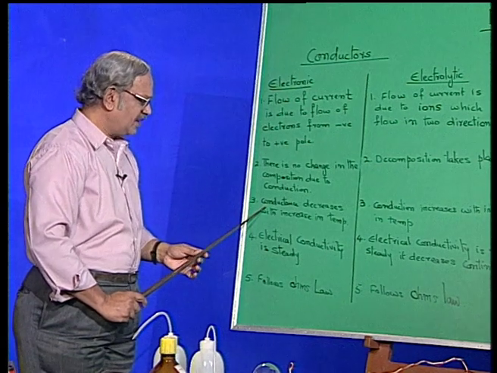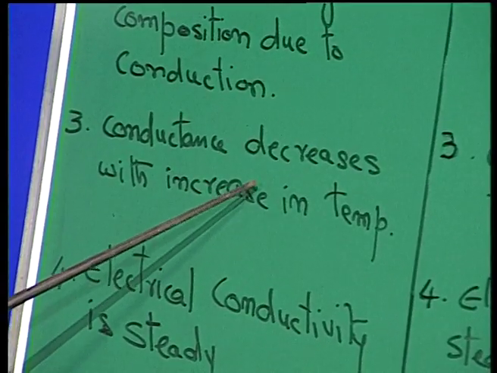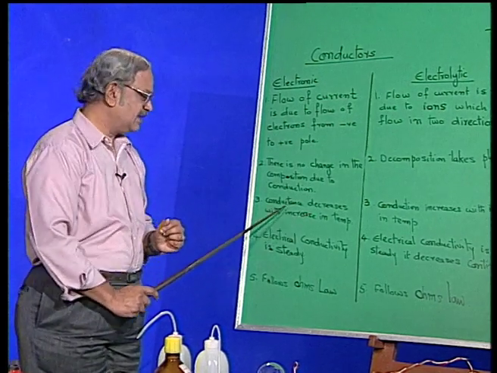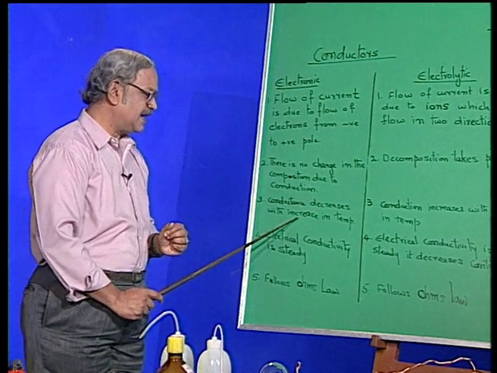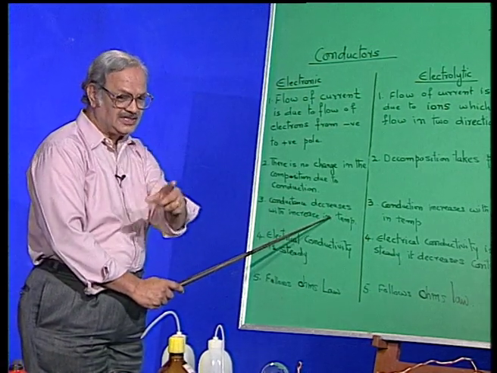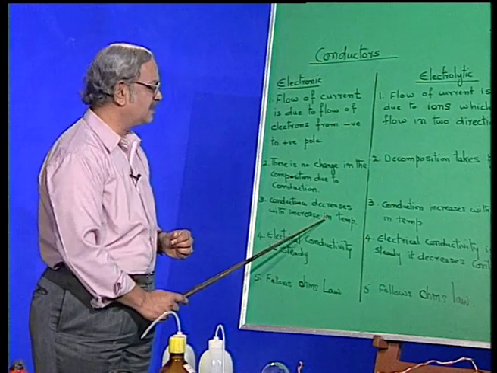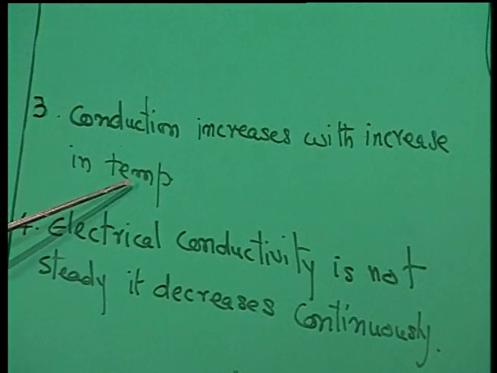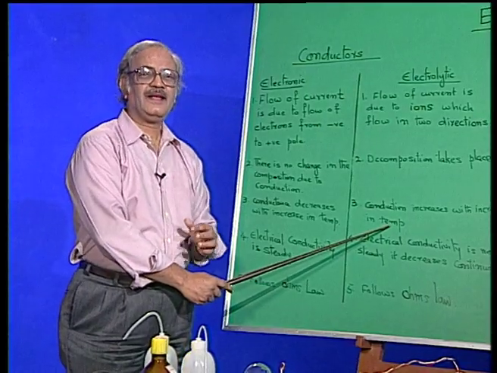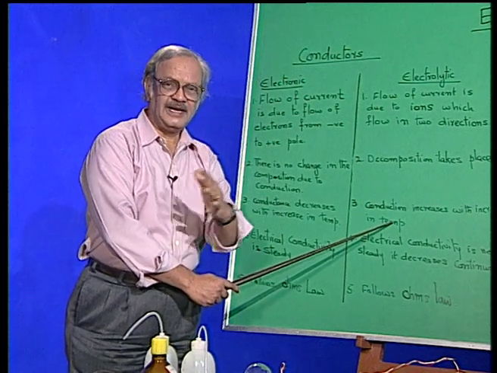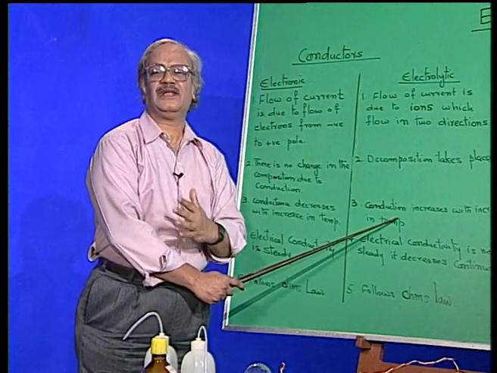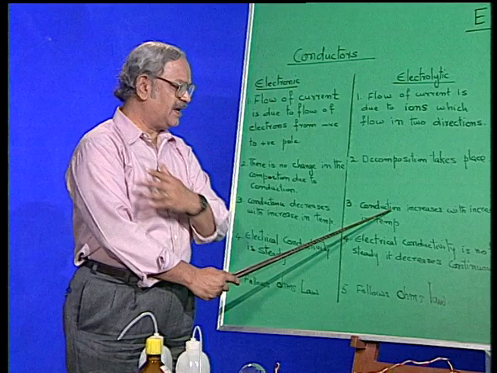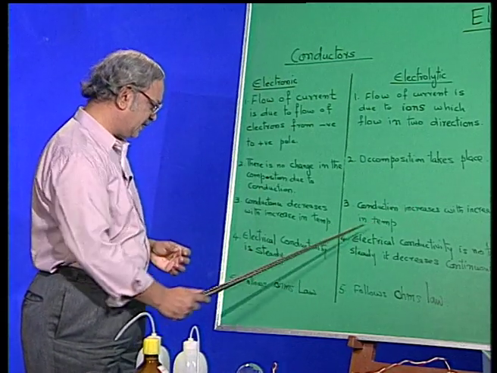This is an important point. In electronic conductors, the conductance decreases with increase in temperature. We have not done this experiment, but experimental evidence shows that conductance decreases as the temperature increases in all these metallic or electronic conductors, whereas in electrolytic conductors, conduction increases with the increase in temperature. One of the reasons is that with the increase in temperature, the degree of dissociation is more, the formation of ions is a lot more, and due to that the migration of ions is also faster.